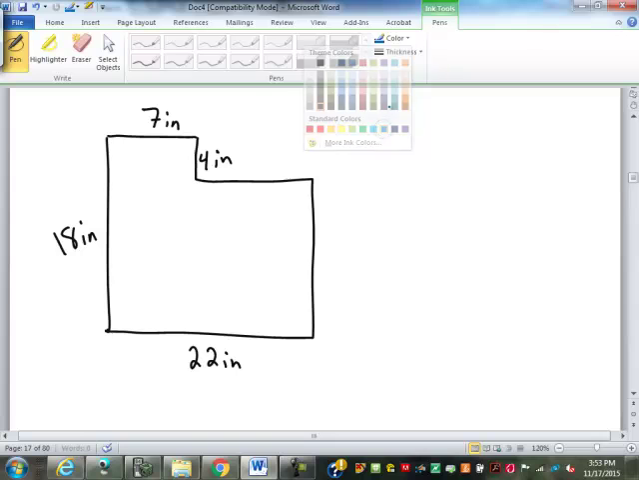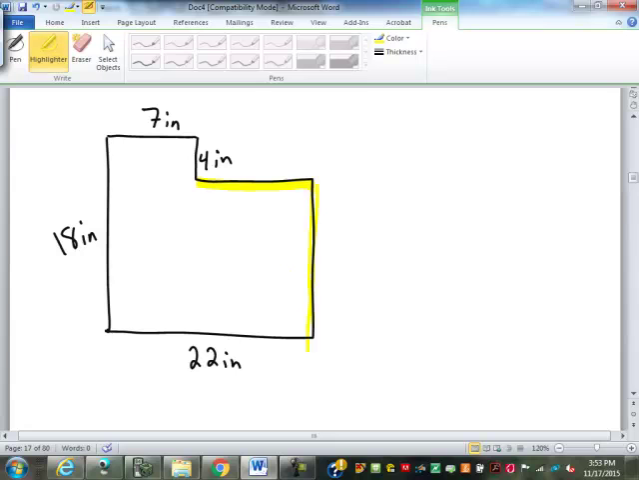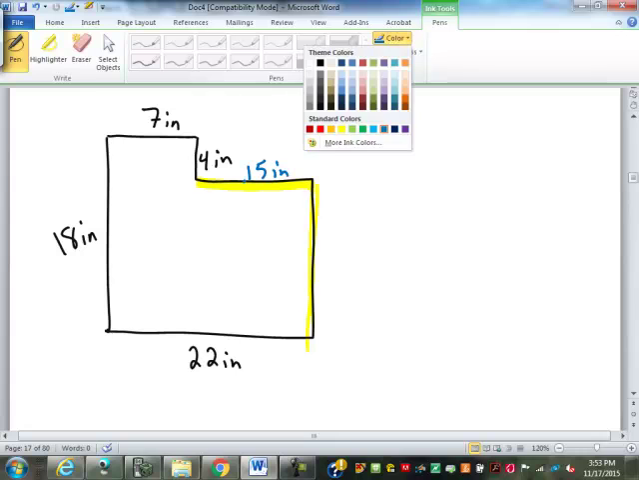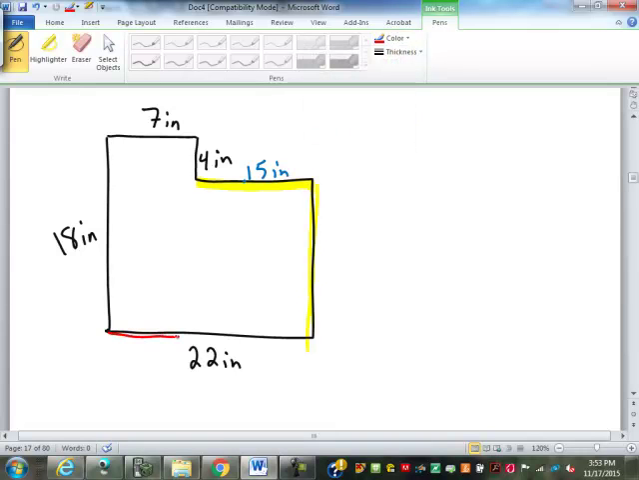When working on a problem like this, we have 2 options. First thing you'll notice, there's a couple dimensions missing here. We don't know this dimension or this dimension. What's that horizontal dimension have to be up here? 15, good. Because there's 22 across here, it has to be 22 across the top, right? We have 7, so 7 and 15 make 22.